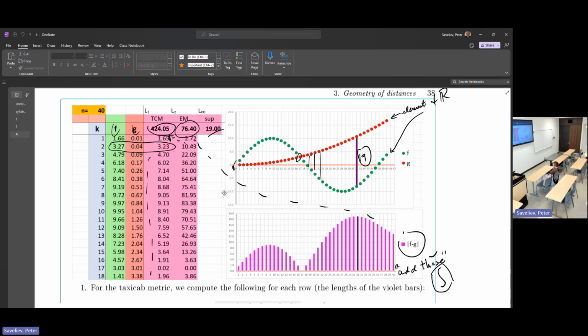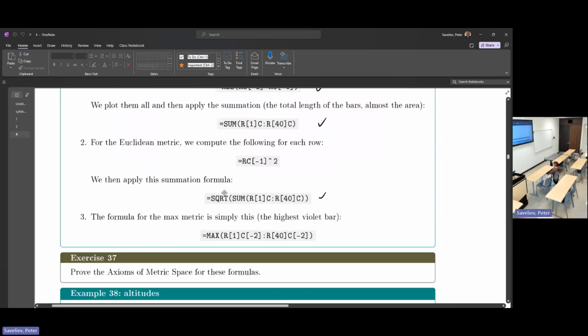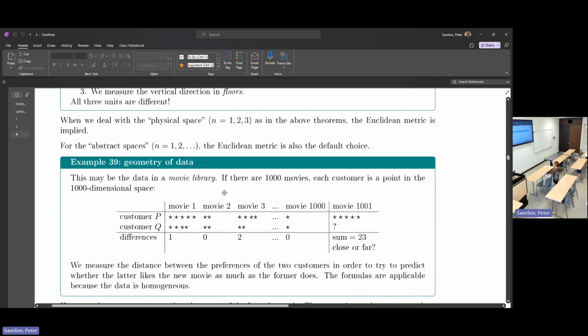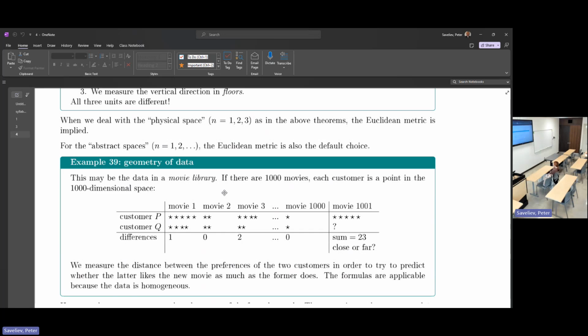Okay, so I hope this helps. So these are the computations. This is 3D, which we also looked at. Here are just a few more examples of what you can look at. For example, measuring distances between movie recommendations.